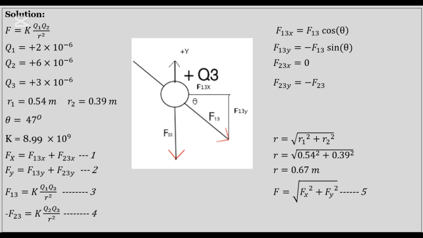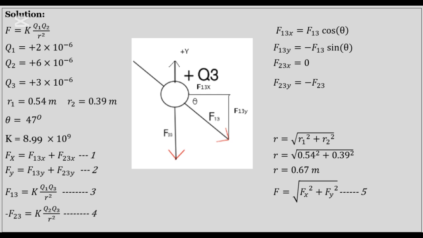But the force F13 is found between the positive x and the negative y axis, meaning the x component of the force will be positive and the y component will be negative. That's why we have F13y here as minus F13 sine theta. So we take note of that. The position of the force on the plane really counts when you are bringing out the equation.